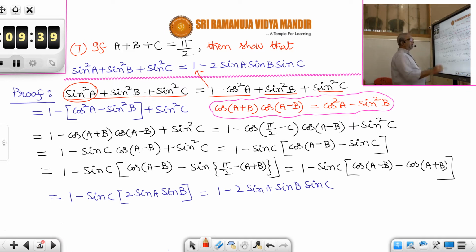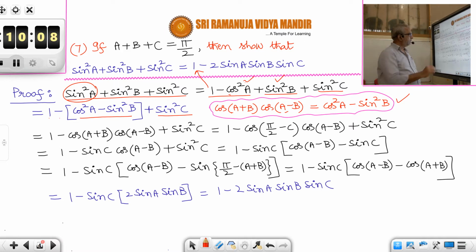Right, okay. Now in the next step what I am doing is, 1 I am writing here. In the second term and third term I will take minus common. If I take minus common, in the bracket you get cos square A minus sin square B, plus sin square C will be waiting outside. Now see, in the bracket which formula? Cos(A plus B) into cos(A minus B). Cos square A minus sin square B.